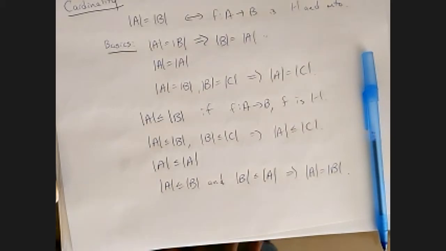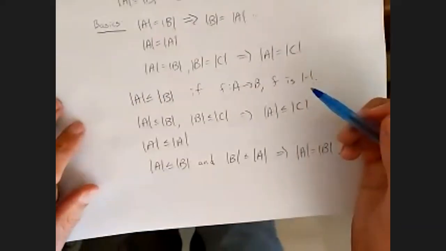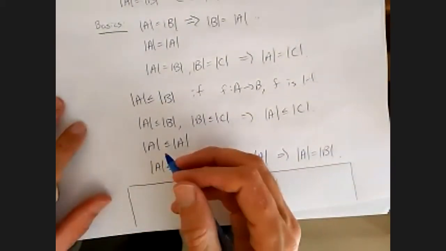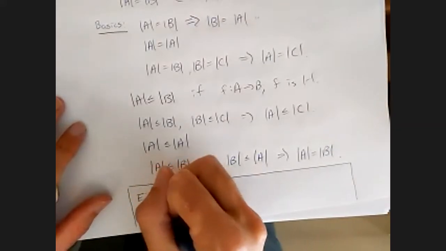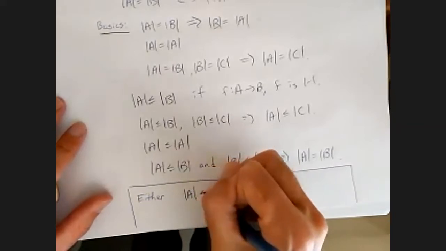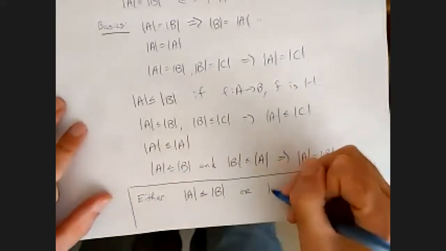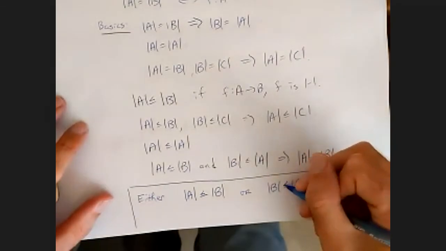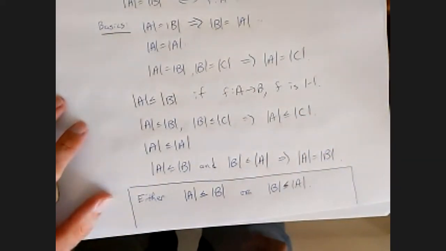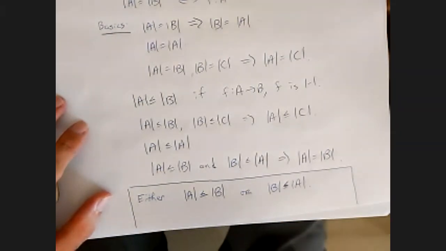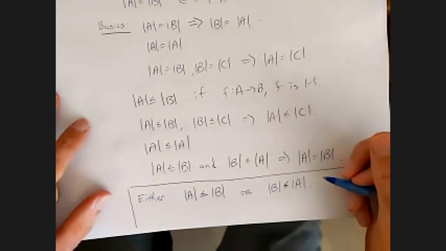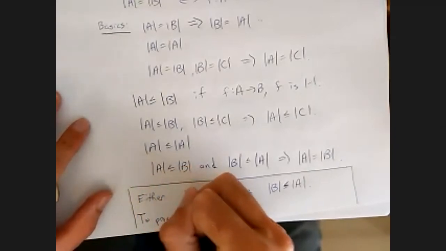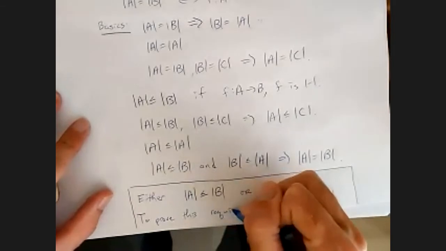Here's what we're missing: either cardinality of A less than or equal to cardinality of B, or cardinality of B less than or equal to cardinality of A, for all sets A and B. The reason why this is not one of the basic things we wrote down is because to prove this requires the axiom of choice.